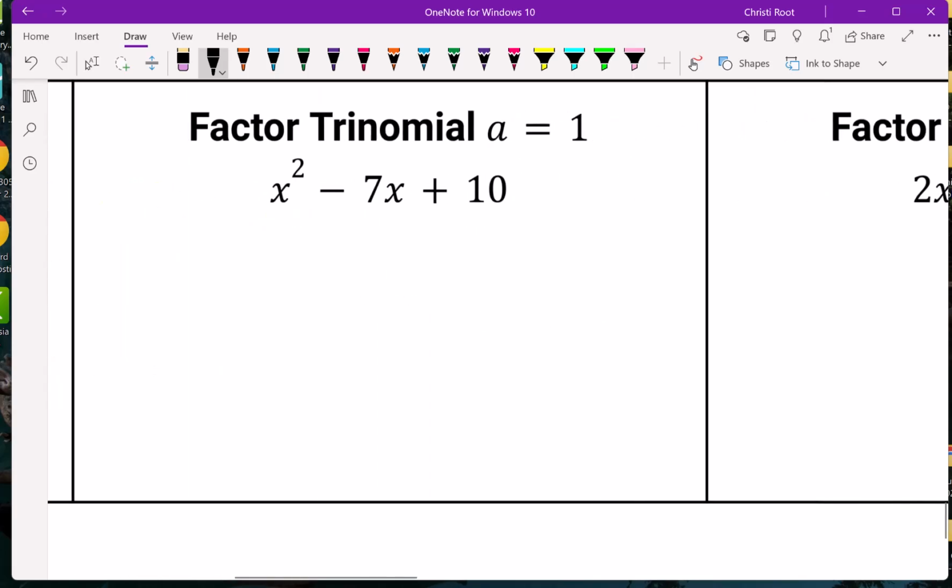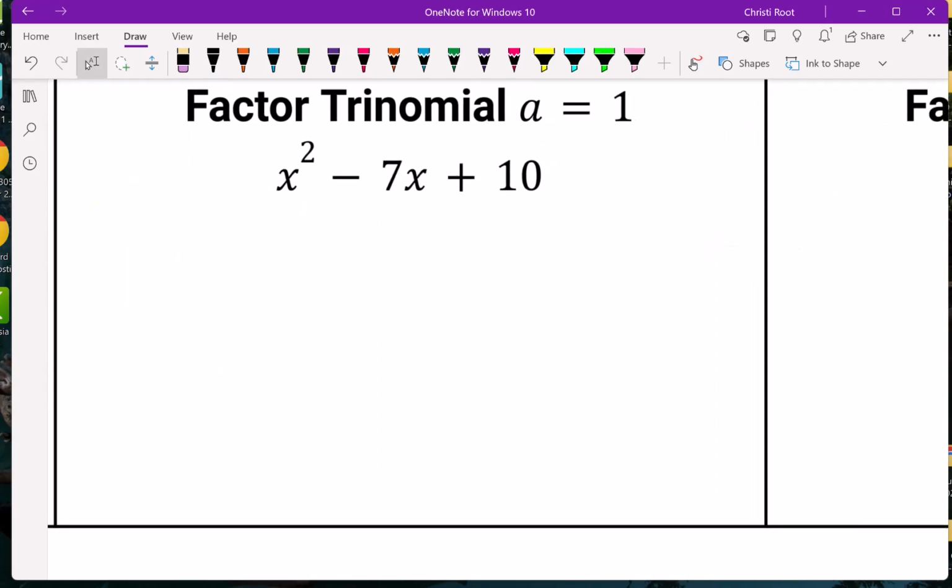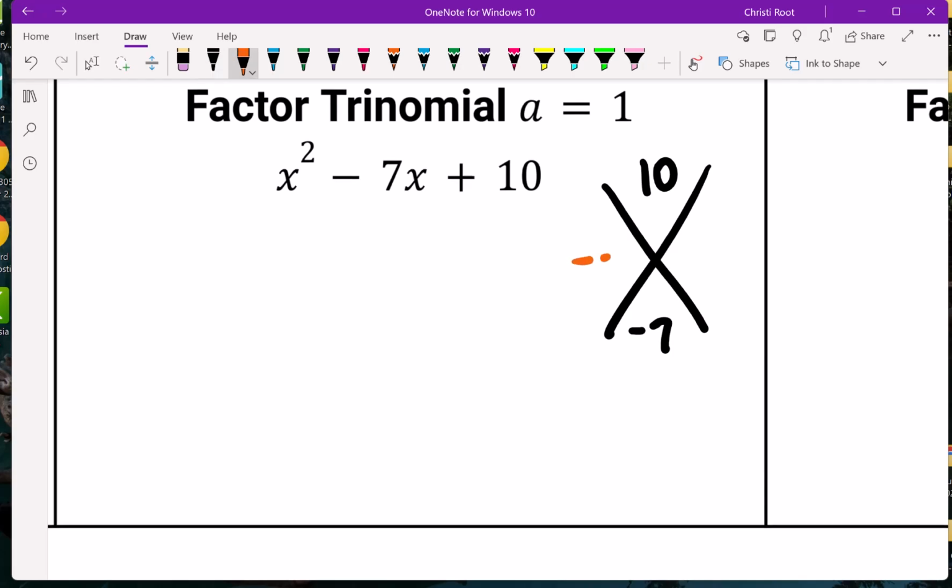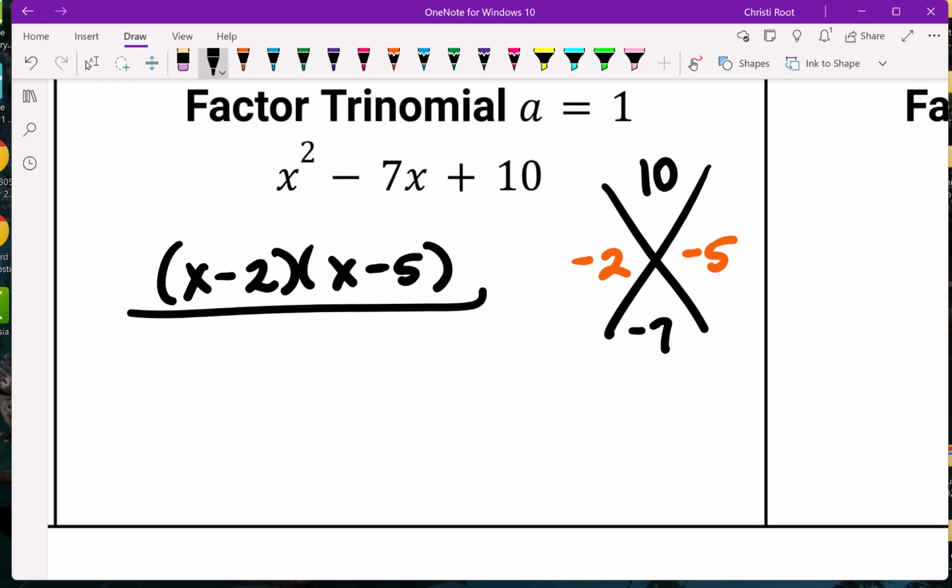Okay, middle one. A lot of them are going to look like this. So if you have a trinomial, you're going to start out like this. You're going to find the factors of 10 that add up to be -7, which is -2 and -5. If your a is equal to 1, you just simply write down your two factors and you're done. So that's the easy one, and I'm hoping that's what you mostly get because you can do them very quickly.